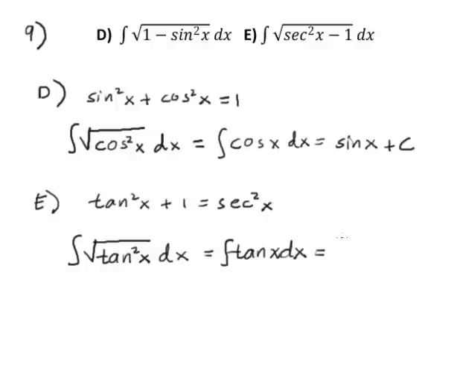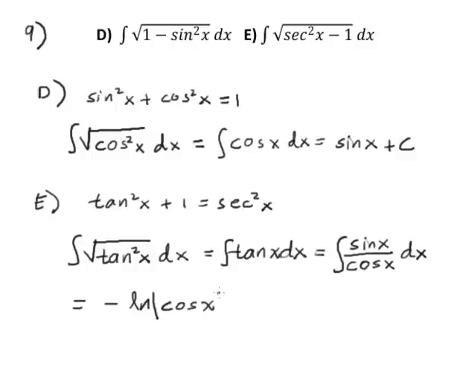Now remember how to integrate that. You write tangent as sine x over cosine x, another trig identity. And this turns into a log because the derivative of cosine is minus sine. So put that minus over there. So we have minus log cos x plus c. Okay, and that finishes number 9.